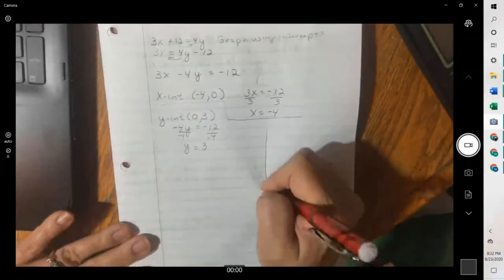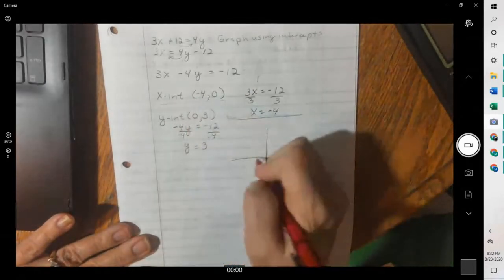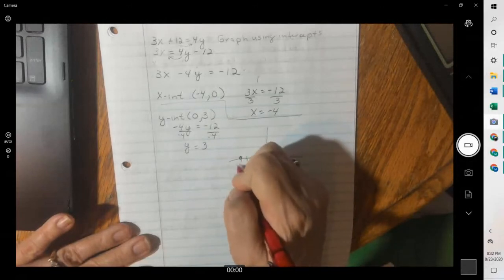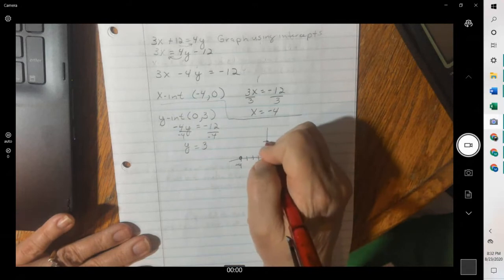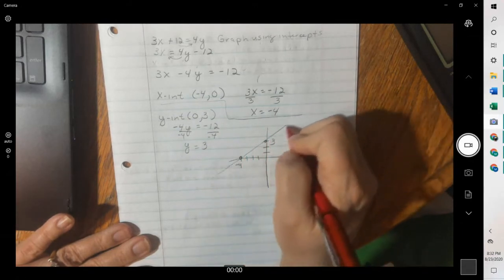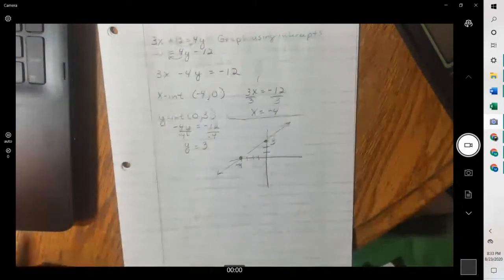So then when you graph it, we know the x-intercept is negative 4: 1, 2, 3, 4. And the y-intercept is 3: 1, 2, 3. And then you just draw your line. It's just another way of solving it.